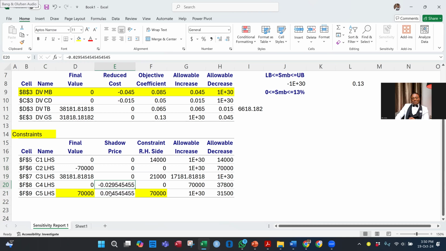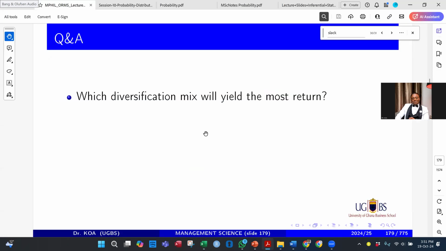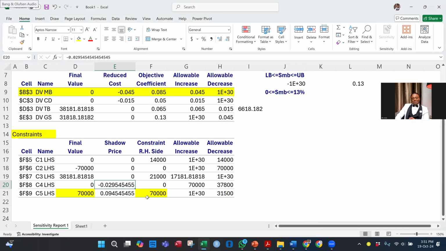So the one that has a positive shadow price, the one with the highest shadow price, that is the one you are going to deal with because that will give you the biggest return. So remember, we want the most return. So it means that the diversification mix that will yield the most return is C5. Why? Because if you increase the entire amount invested by one unit, the returns will increase by 0.95 units. That's what I mean.